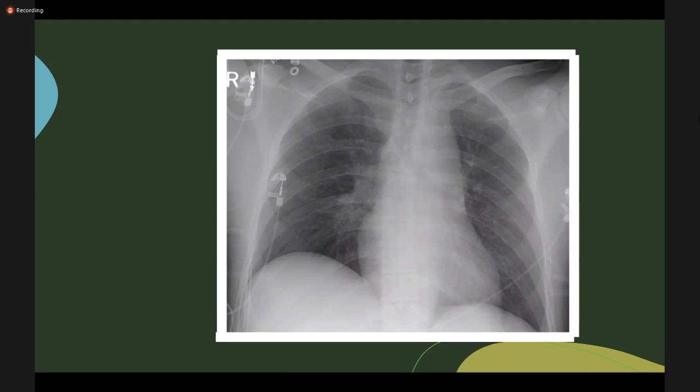Okay, now what do you see here? Let me give you a hint. Look at the left border of the heart. Where is the aortic knuckle? It's wide enough. So this is a ruptured aneurysm, aortic arch. There was an aneurysm and now it has ruptured. So now you can see it's widened because there is a lot of blood there.